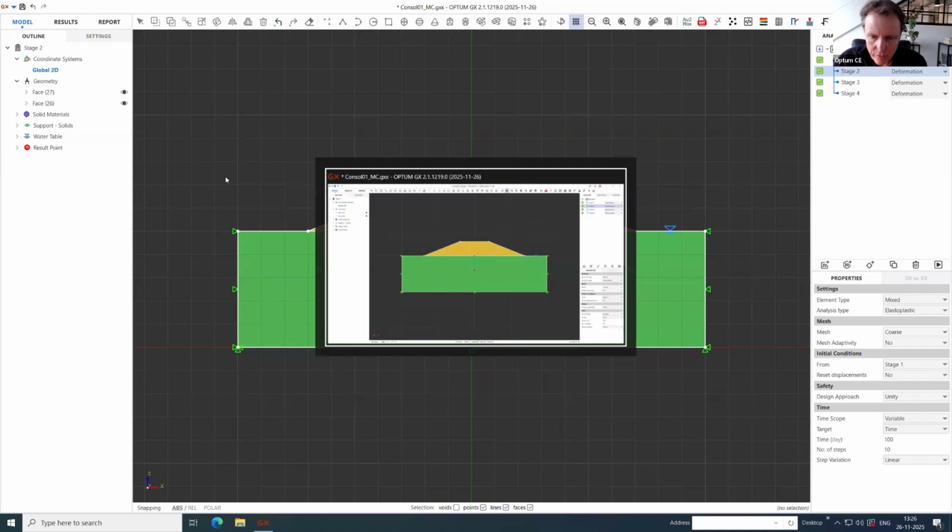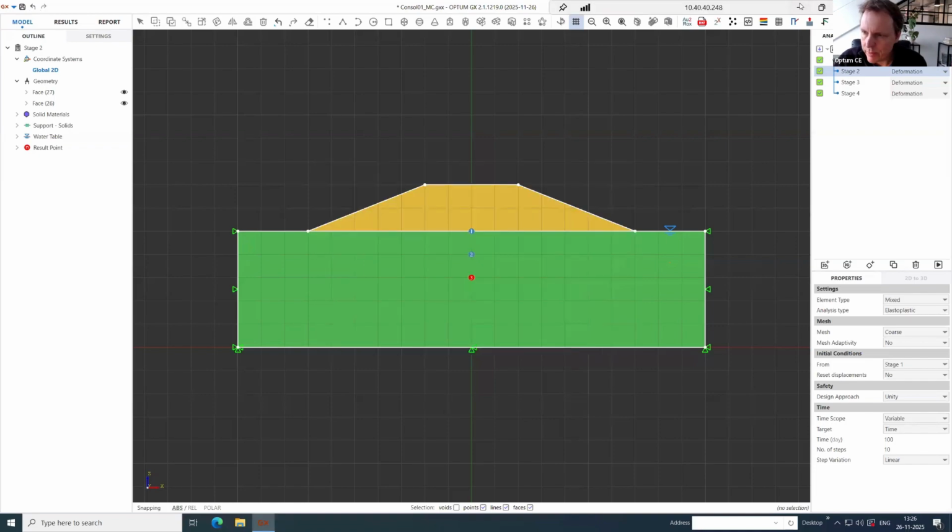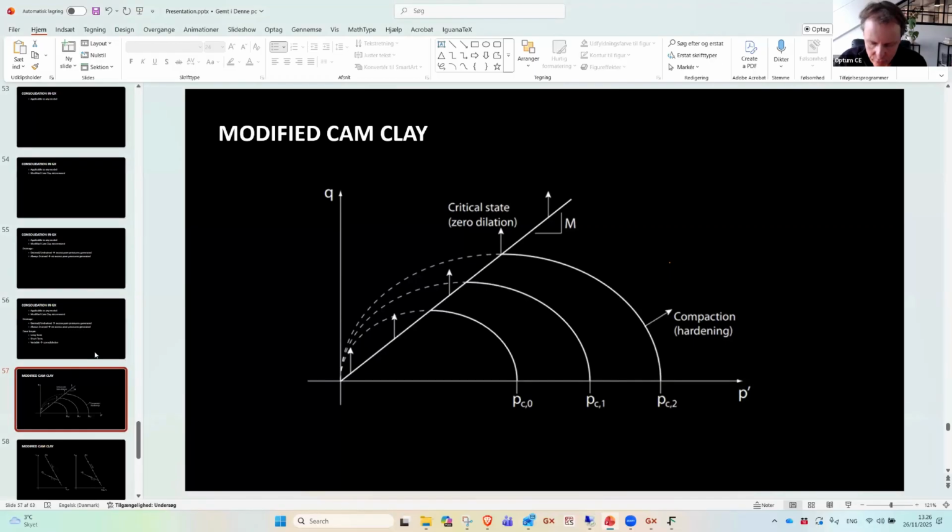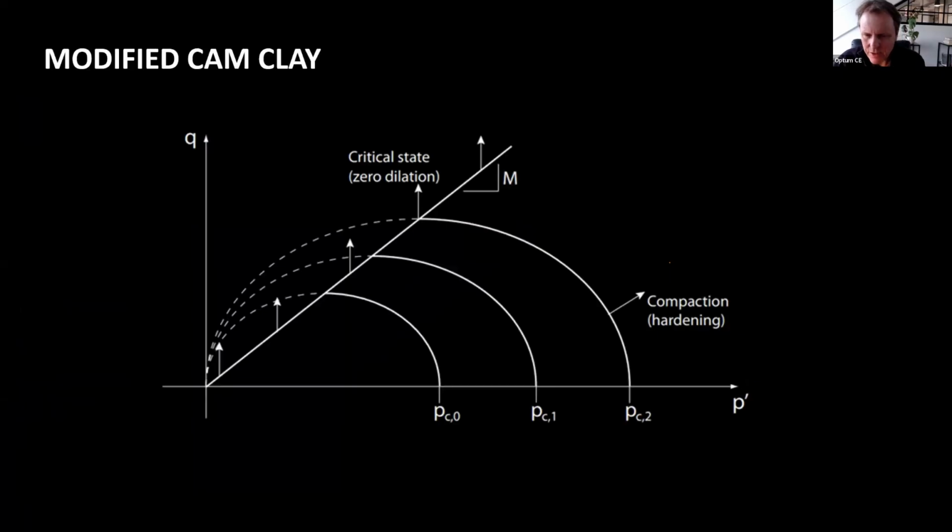And I would like to just switch back to the presentation and say a few words about the CAM-clay model, because that is the model we recommend for consolidation. It's the one that is closest to classical consolidation, even though any model can be used. So what is the CAM-clay model?